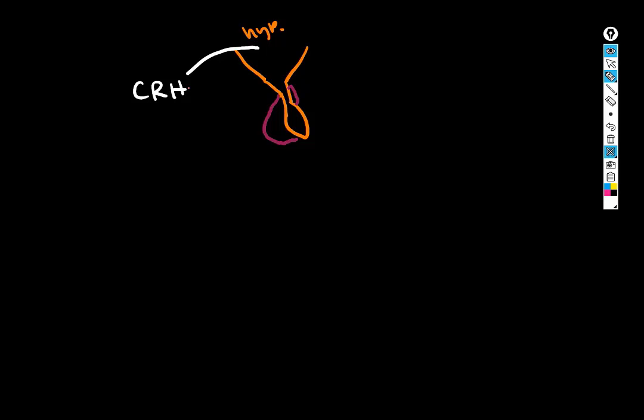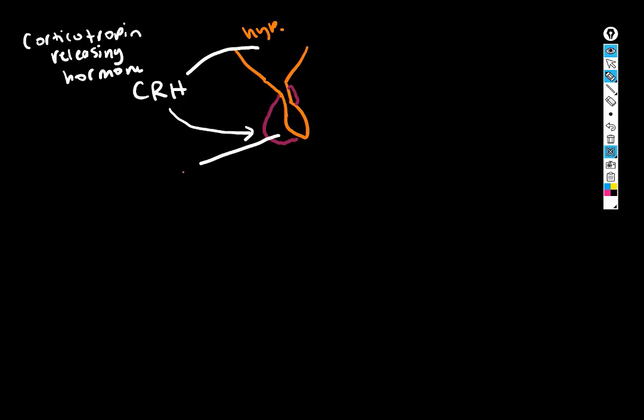So what I'm going to do is make myself a hypothalamus. And then I'm going to ignore the posterior pituitary for now and just focus on the anterior pituitary. That's going to be the one in pink. So let's say hypothalamus releases CRH, which is corticotropin releasing hormone. Corticotropin releasing hormone acts on the anterior pituitary.